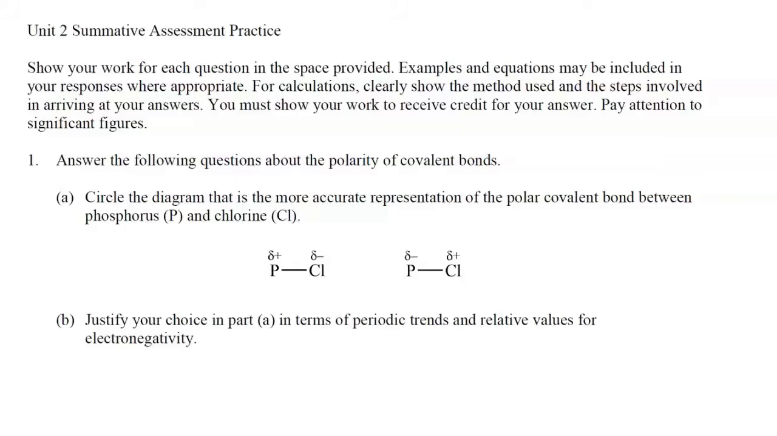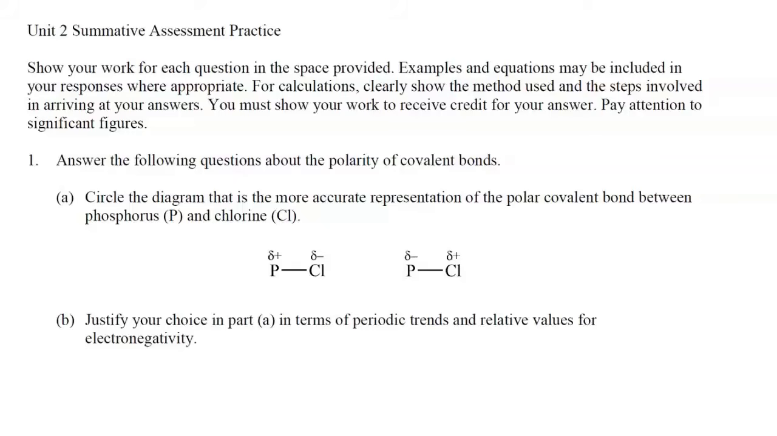Now, to be honest, in the Unit 2 summative assessment, there really are no calculations other than adding up the number of valence electrons in a Lewis diagram. So you shouldn't have to worry about significant figures or a lot of calculations on this Unit 2 summative assessment.